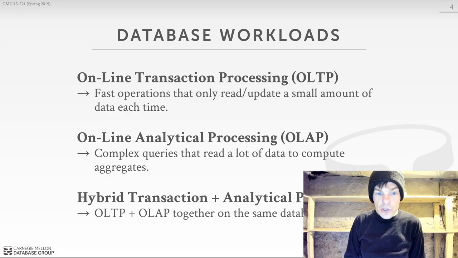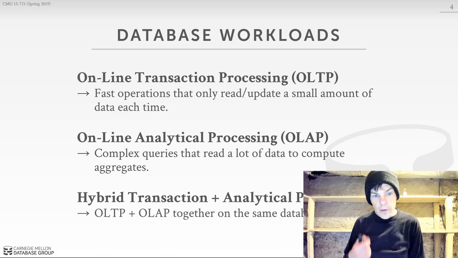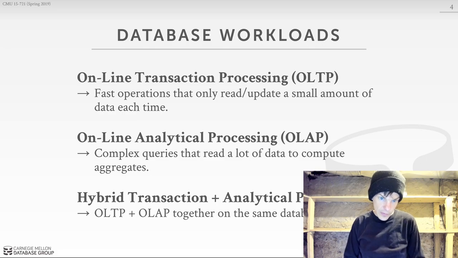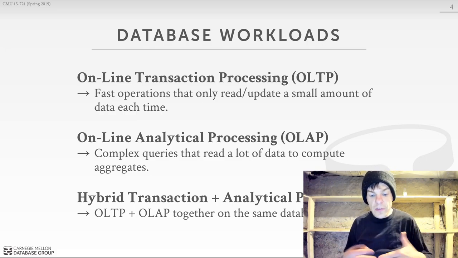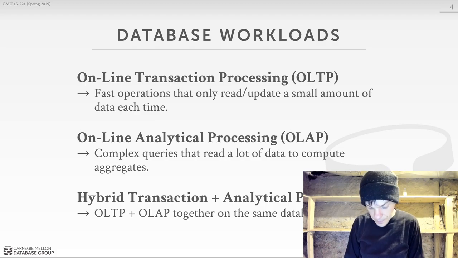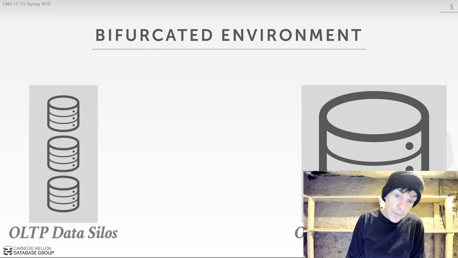The change we've seen in the last 5, 6, 7 years is that we've seen a new category of database systems called HTAP, or hybrid transaction analytical processing workloads. The idea is that we want to be able to process both OLTP workloads and OLAP workloads inside the same database instance, without having separate machines in a bifurcated environment. To explain what I mean by that, let's look at an example.